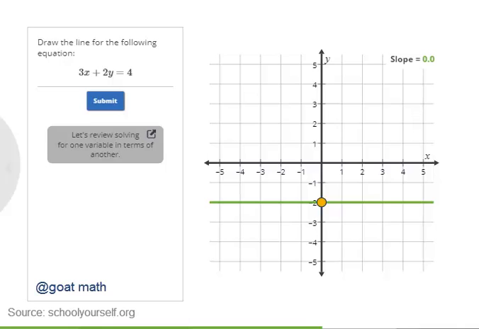Okay, so the next two questions are a little different. Now you're being asked to draw the line for the equation 3x plus 2y equals 4. This equation is not in slope-intercept form, which is y equals mx plus b. So the challenge here is to first solve this equation for y in terms of x, so that you can read off the slope and y-intercept. So give this a shot and feel free to ask for a hint.